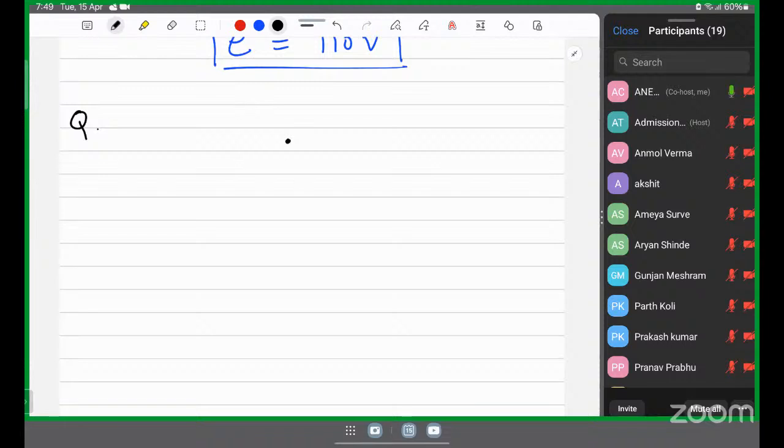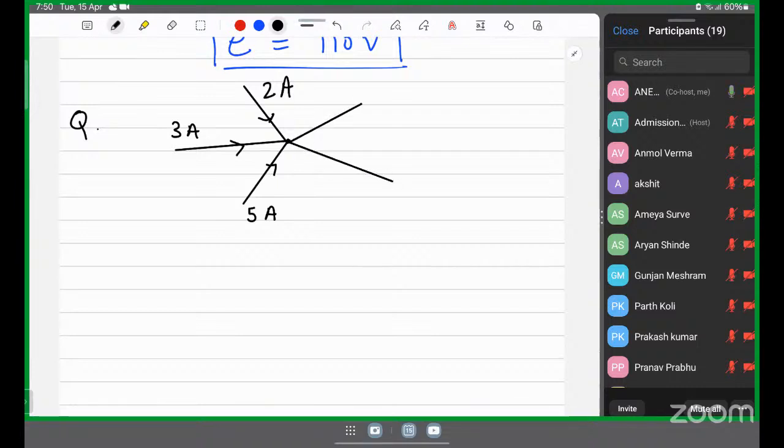If there is a junction point and at this junction point we have 2 ampere current, 3 ampere current and 5 ampere current coming towards the junction point, and 6 ampere current is going away from the junction point. What will be the value of current I?